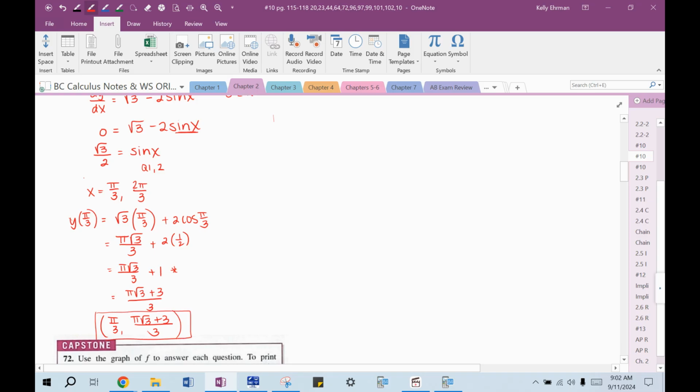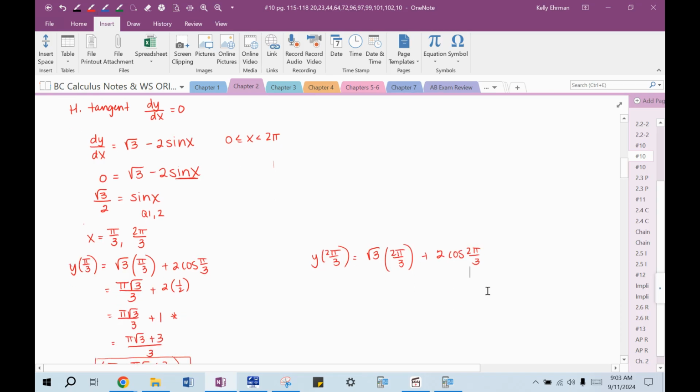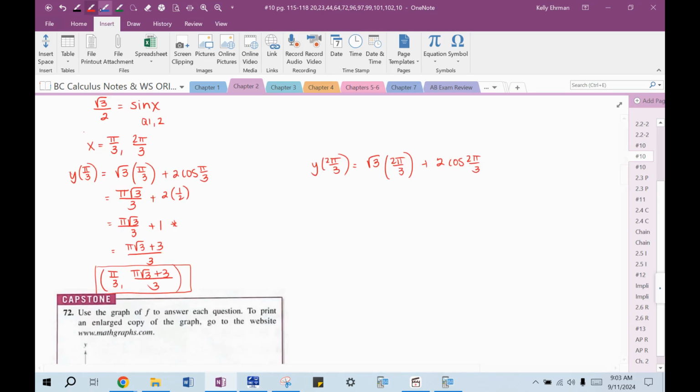Now we have to do the same thing for the other point. So what about when we plug in 2 pi over 3? Remember, you're plugging into the original y equation. So that's radical 3 times 2 pi over 3 plus 2 times the cosine of 2 pi over 3. We've got to keep our unit trig in our mind here. So first of all, make this 2 pi radical 3 over 3 plus 2 times the cosine of 2 pi over 3. Remember, in quadrant 2, it's only sine that's positive. Cosine is negative. So the cosine of 2 pi over 3 is negative 1/2.